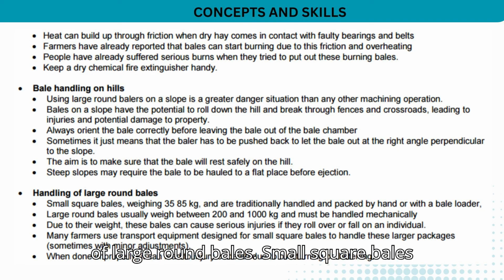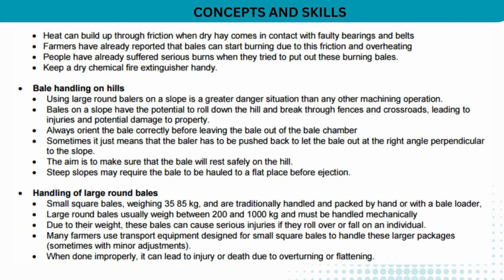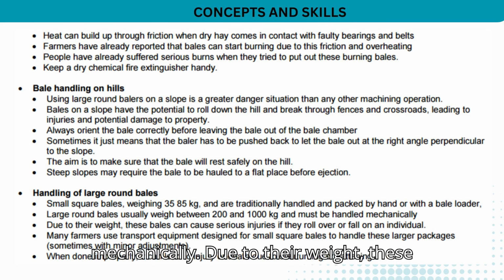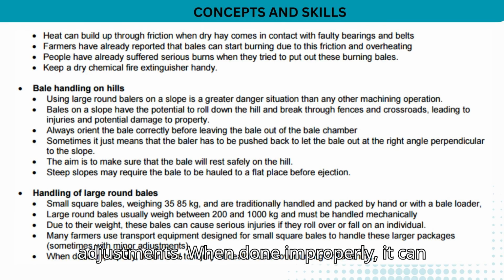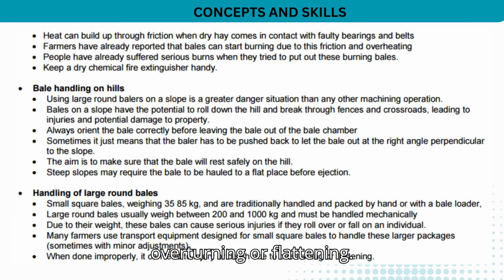Handling of large round bales. Small square bales, weighing 35-85 kilograms, are traditionally handled and packed by hand or with a bale loader. Large round bales usually weigh between 200 and 1000 kilograms and must be handled mechanically. Due to their weight, these bales can cause serious injuries if they roll over or fall on an individual. Many farmers use transport equipment designed for small square bales to handle these larger packages, sometimes with minor adjustments. When done improperly, it can lead to injury or death due to overturning or flattening.